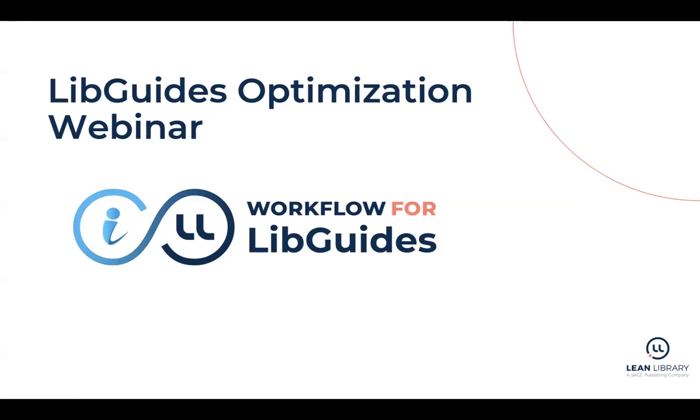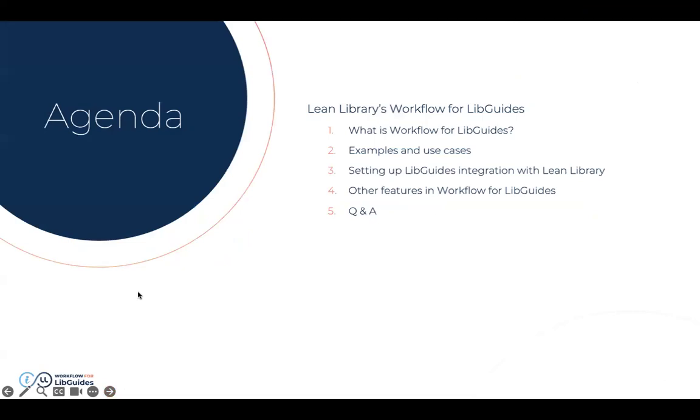So first, I'm just going to start with a very brief agenda. So our agenda for today, we're very briefly going to go over what Workflow for LibGuides is, if anyone on this call is not aware. After that, we'll go over some examples and use cases of how LibGuides pop-ups work and the countless different ways you can utilize them to promote your hard work as librarians. Then I'll do a quick demonstration of how to set up a LibGuides integration with Lean Library. It's pretty straightforward. If you have Workflow for LibGuides already, you're welcome to follow along. The instructions will be up on the screen before I do that.